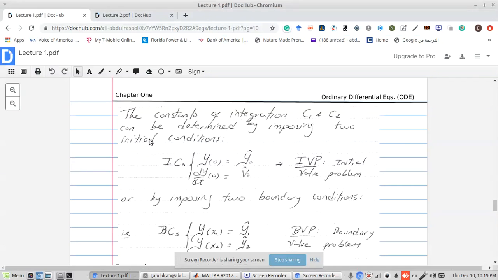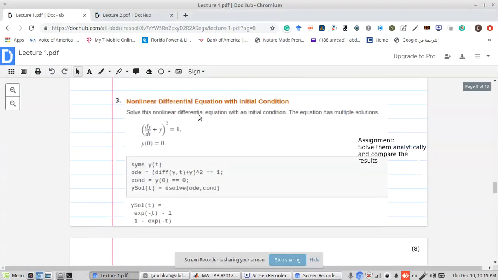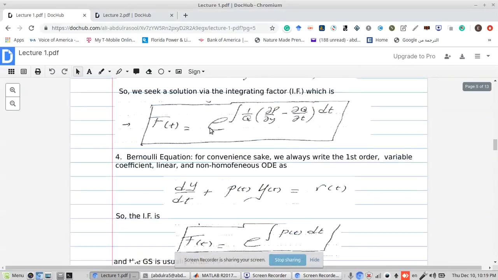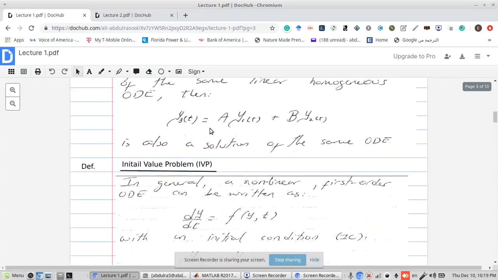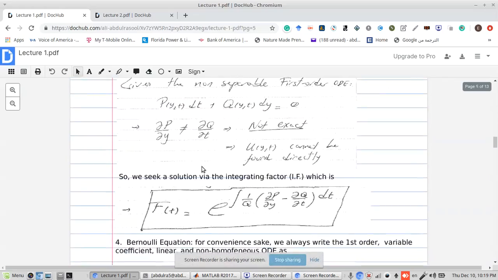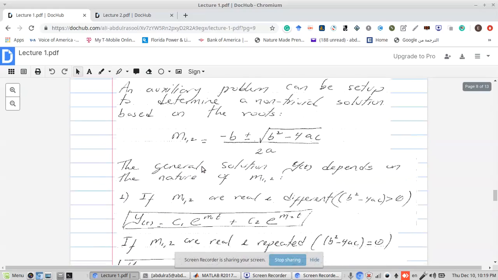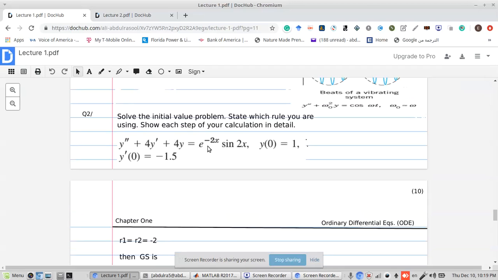Hello guys, today I am using Matlab in order to solve some ordinary differential equations. So I will choose one example and I will try to solve it by Matlab. So let's see this equation, which is a second order ordinary differential equation. And we have a non-homogeneous part, and also we have two initial conditions.